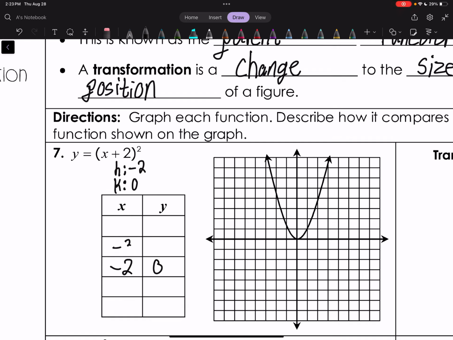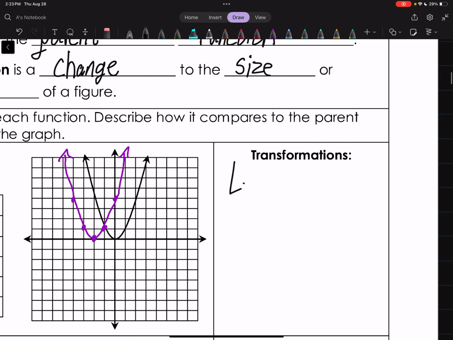All right, I'm going to pick -3, -4, -1, 0, 4, 1. There's my points. I'm going to say this again, but you can use Desmos and get those. Regardless, here's my graph. So how did it change from the black line to the purple? Well, I took the graph and I moved it to the left 2 units.